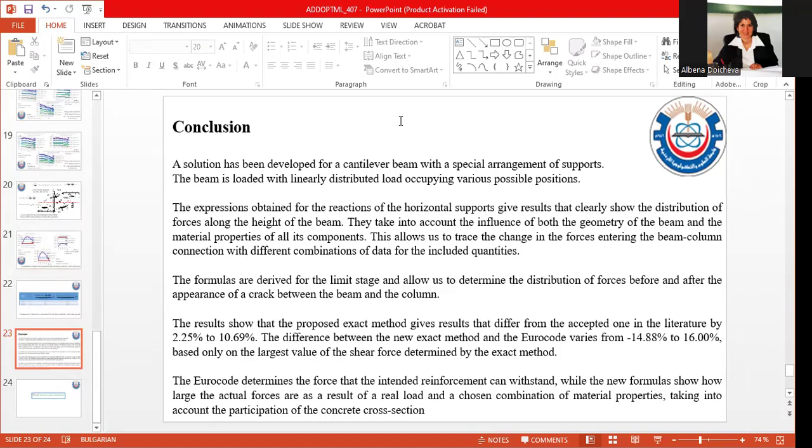The Eurocode determines the force that the intended reinforcement can withstand, while the new formulas show how large the actual forces are as a result of real load and a chosen combination of material properties, taking into account the participation of the concrete cross-section.